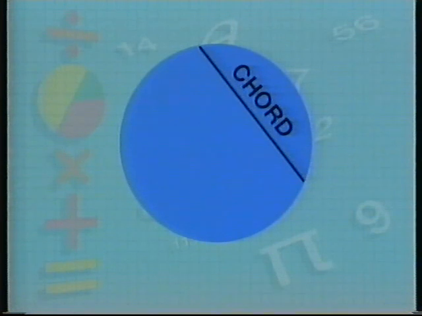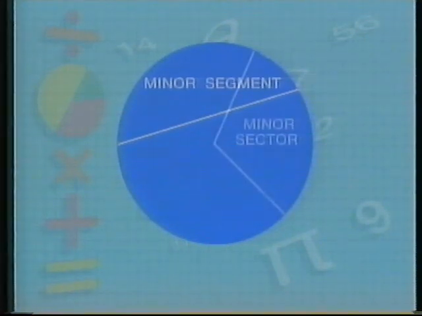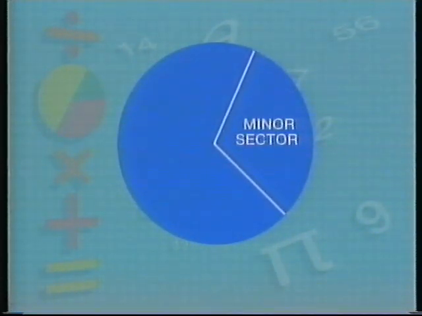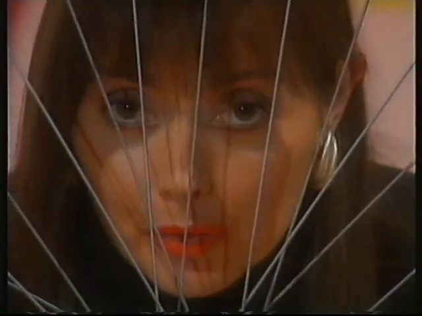A chord divides a circle into a major segment and a minor segment. Two radii split up the circle into a minor sector and a major sector. To calculate the area of a circle, use the formula area equals pi r squared, which you should also know. So for the circle of radius 6 centimetres, the area is 3.14, or press the pi button on your calculator, multiplied by 6 squared, which equals 113.04 square centimetres.